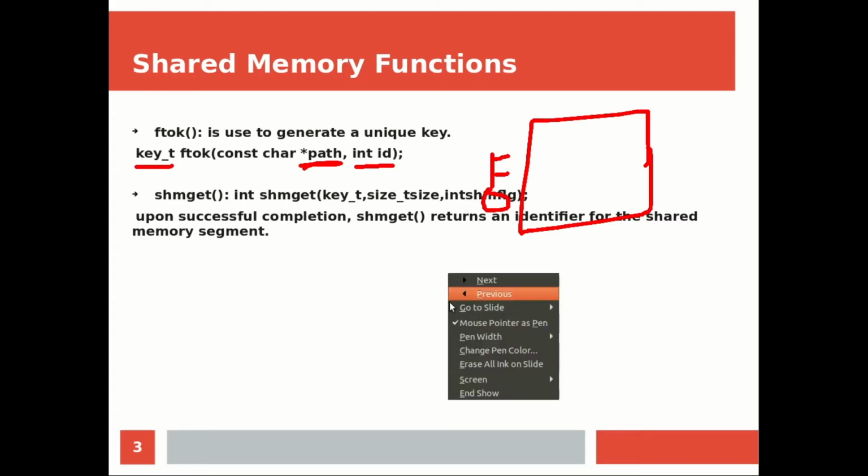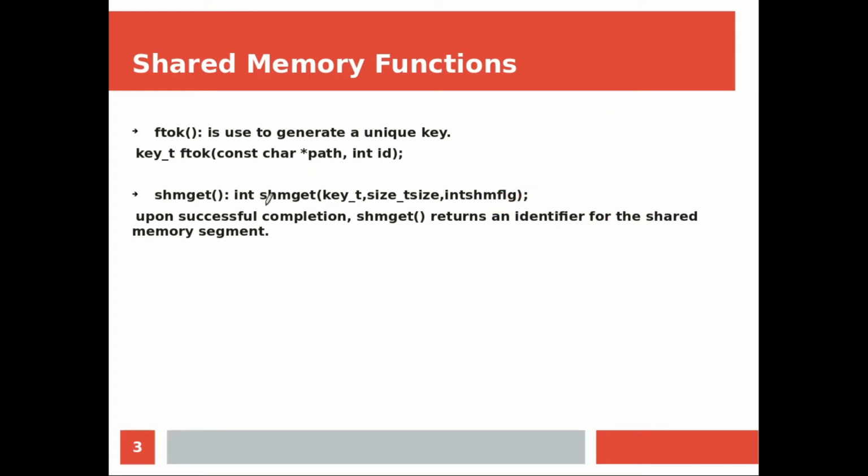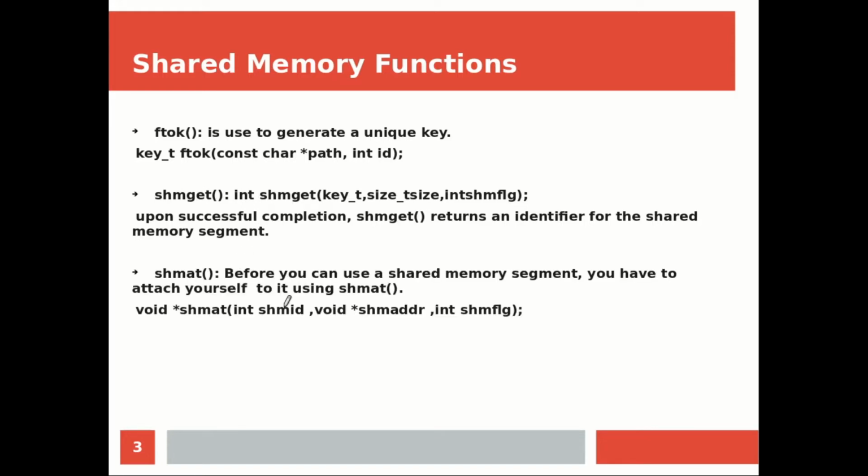Then the next function is shmget. The shmget function is used to create the shared memory. Its arguments are the key which is generated by the ftok function, then the size of the data that you want to read, and the shmflg flag that you want to create the shared memory with. Upon successful completion, shmget returns an identifier for the shared memory. So this will return an identifier, shmid, for further attaching the shared memory to the process.